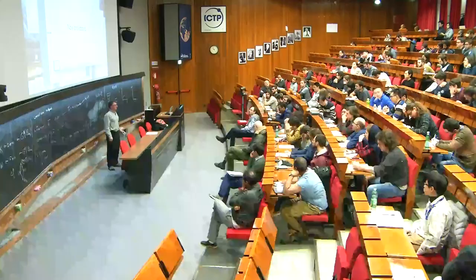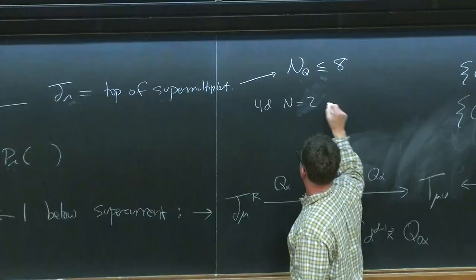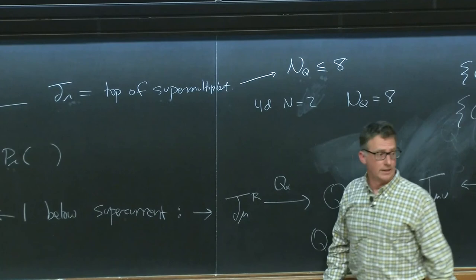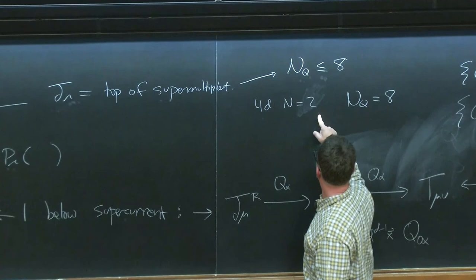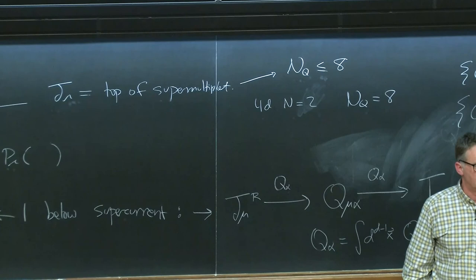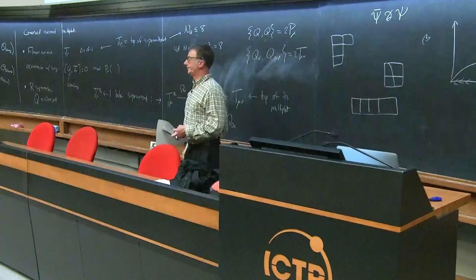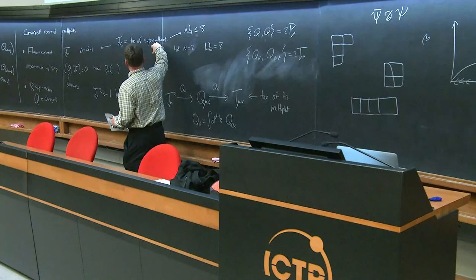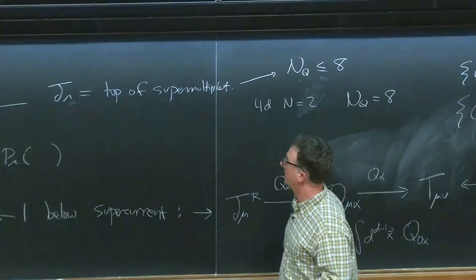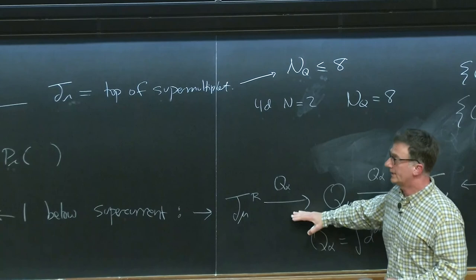So an example of this is if we look at 4D N equals 2. This has 8 supercharges, and there we can have flavor currents. Whereas if we look at 4D N equals 4, then we have 16 supercharges, and there we can't have flavor currents. Also in 4D, there's N equals 3 supersymmetry, which also doesn't admit flavor currents. It's a little bit of work to show where it comes from, but this condition that it's at the top of the multiplet is very restrictive. And likewise, this condition that the stress tensor is at the top of its multiplet is very restrictive.